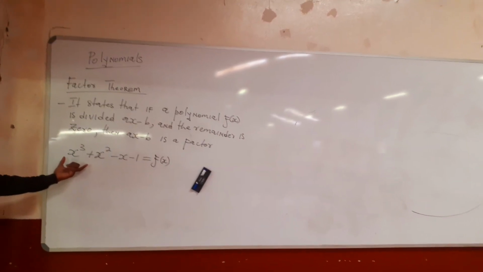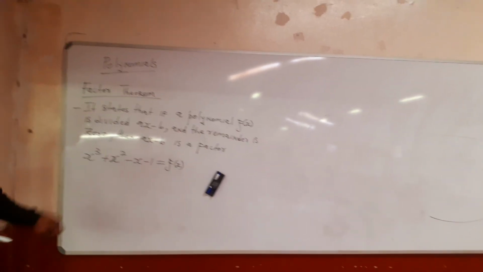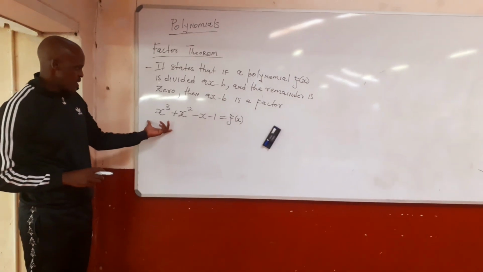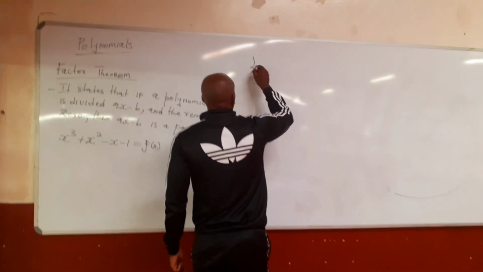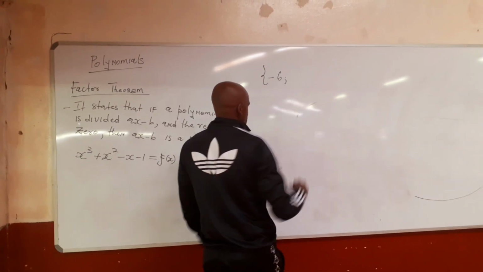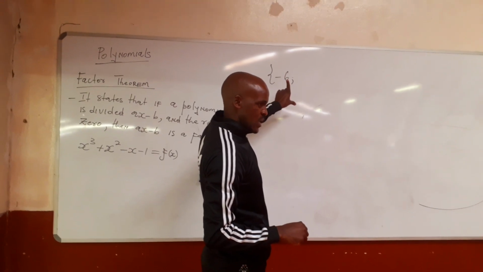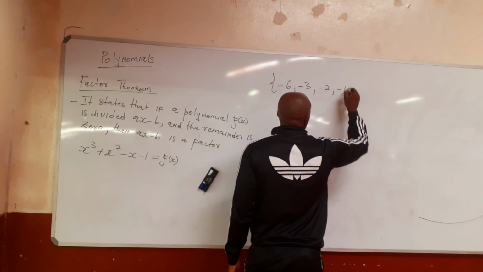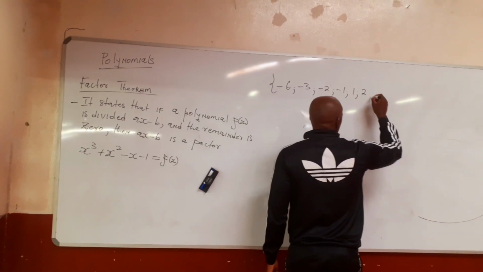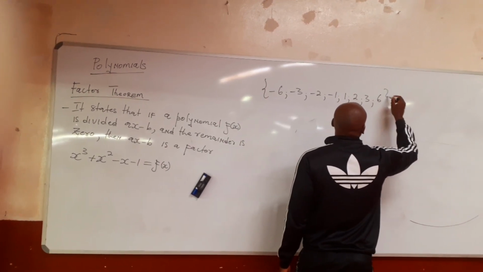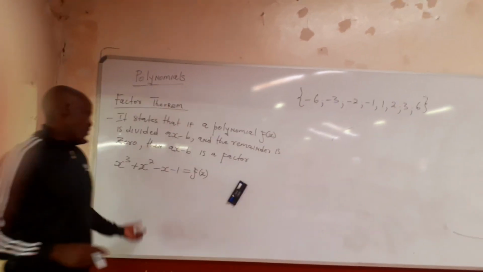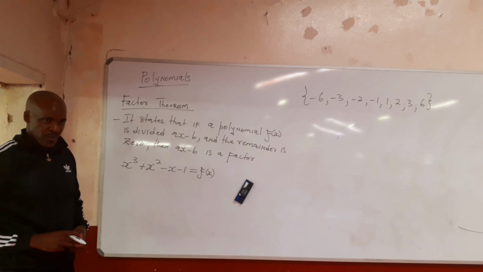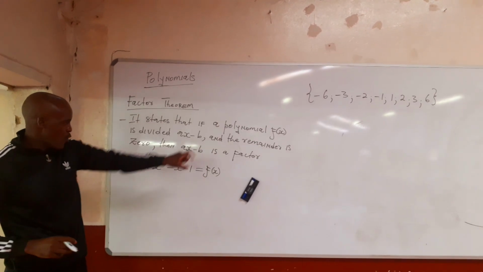For you to factorize this, you need to first find the first factor. To find the first factor, you use the integers starting from -6, making sure that those integers are the factors of 6, excluding 0. It's -3, -2, -1, 1, 2, 3, up to 6. Use that set of numbers to find the factor here. As you substitute any of those numbers, we call that the factor theorem, because we want to check if we obtain 0.